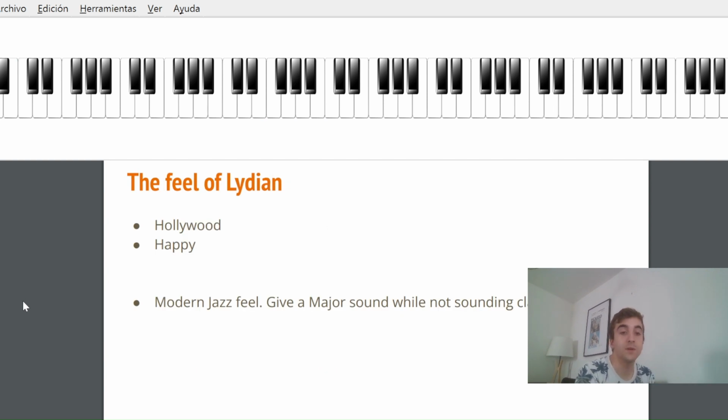I've already touched upon this, but the feel of Lydian is usually happy or even film-like. You will usually see this mode used in Hollywood. For example, the famous song Maria from West Side Story uses this mode. However, on the other side of the spectrum, we also get a modern jazz feel, because this gives it a major sound while not sounding classical. Why? Well, as I just said earlier, you don't have the same tritone, which allows for that cadence, which is so common in classical music.